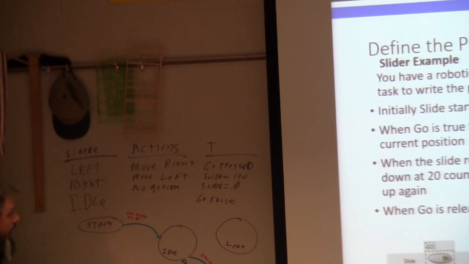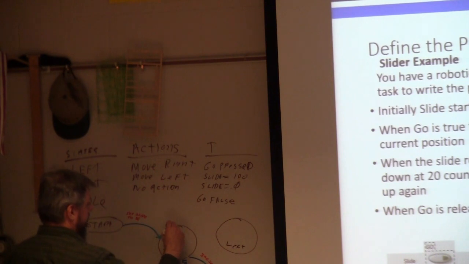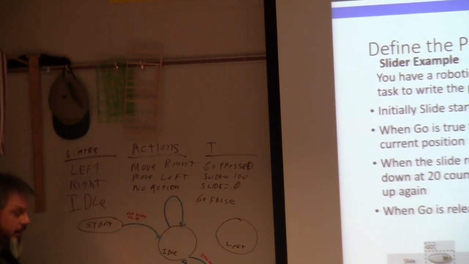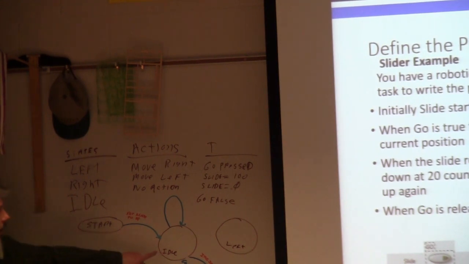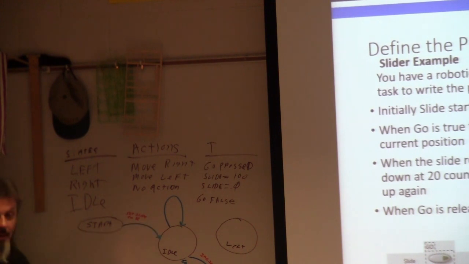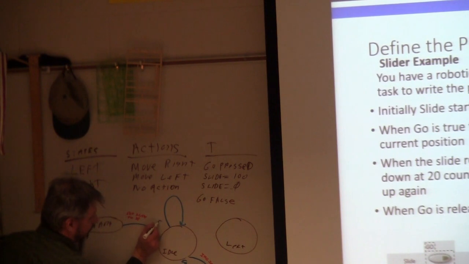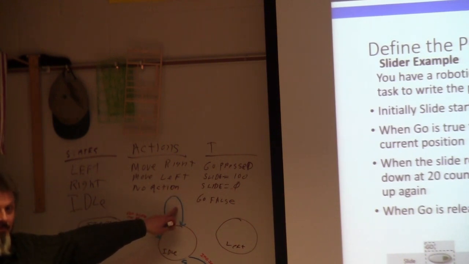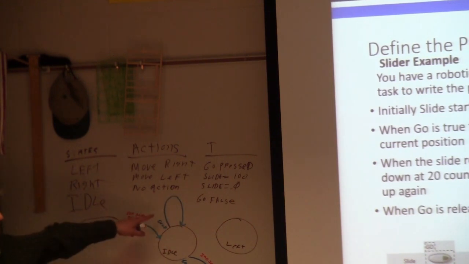Okay? And the other transition, there's always a transition where we transition back to ourselves. So if I'm in the idle state and I want to come back to the idle state, what's the transition for that? When go is false. Correct. If go is false, I come back to the idle state. Now, is there an action that I do? No, right? There might be, but in this case, there's not.